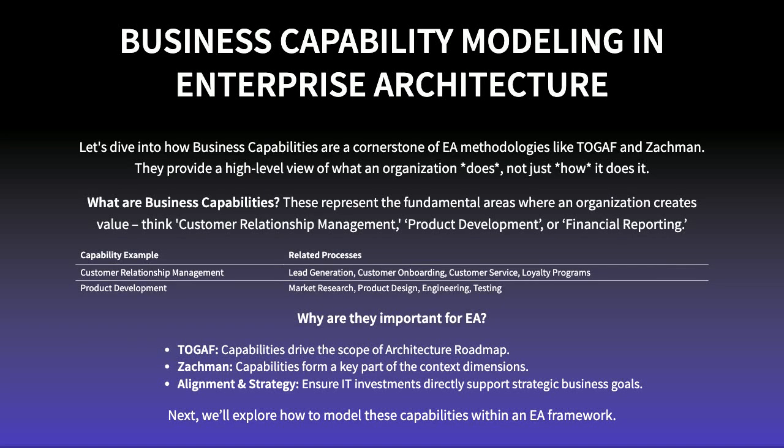Okay, let's talk about business capabilities. They are absolutely vital when we're looking at enterprise architecture. Think of them as the core things your organization does to deliver value, like managing customer relationships or developing new products. They are not just about the individual processes involved. It's what you're doing overall. We can see a simple example: customer relationship management would involve activities like lead generation and customer service. Business capabilities help us align our IT investments with our broader strategic goals, whether we're using TOGAF or Zachman's framework.